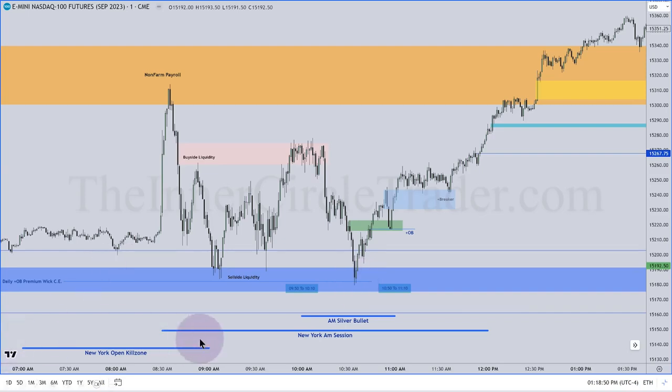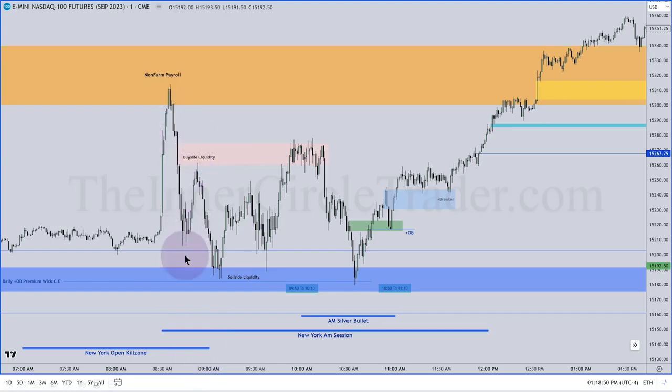Look at it like this. We have the New York open kill zone. The majority of it is quiet. And then at 8:30, we have the release with the non-farm payroll. It goes up to the inefficiency. At that moment, we have an overlap of the 9:30 a.m. and the New York open kill zone. Right in here, there's a lot of overlap where there's going to be a lot of volatility.